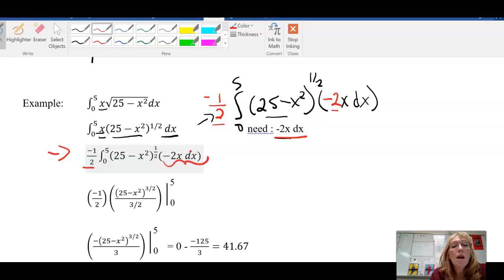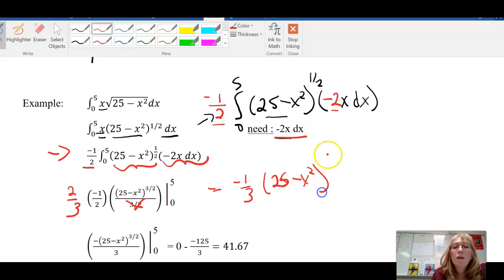Once I have this, now I can integrate this problem. So we're going to do the antiderivative of this. So we're going to take 3/2 power divided by 3/2. Well, we all know better than that, right? We don't divide by 3/2, we multiply by 2/3. So that is technically negative 1/3. So now we have negative 1/3, 25 minus x squared to the 3/2 power, all from 0 to 5.